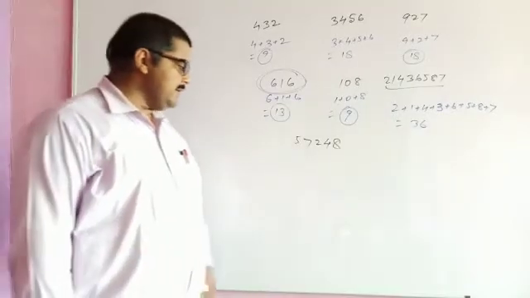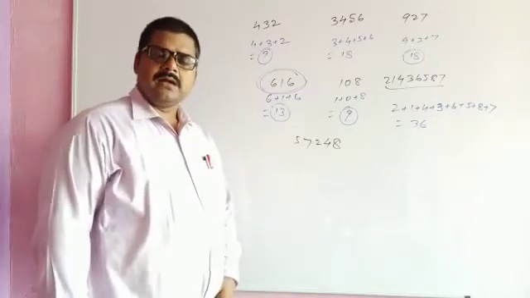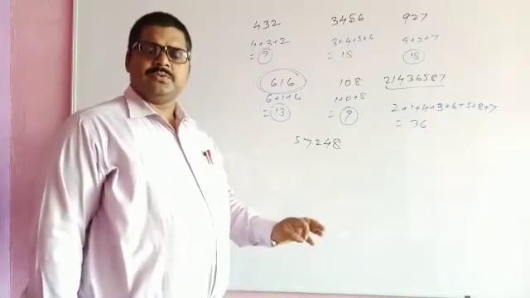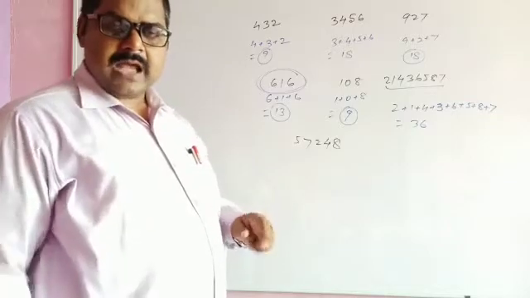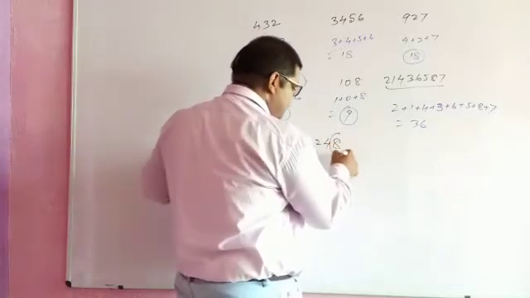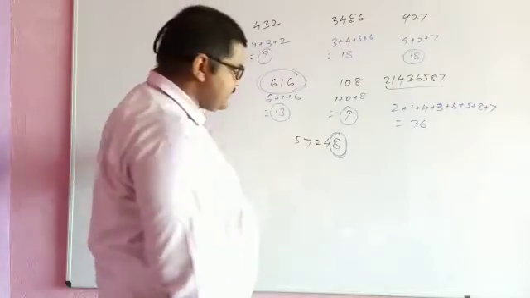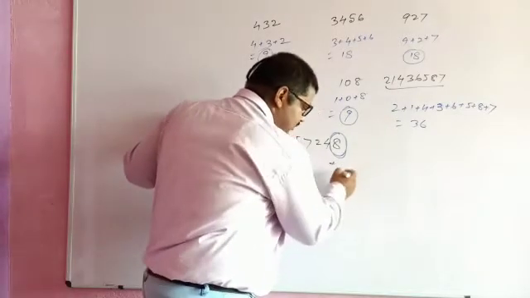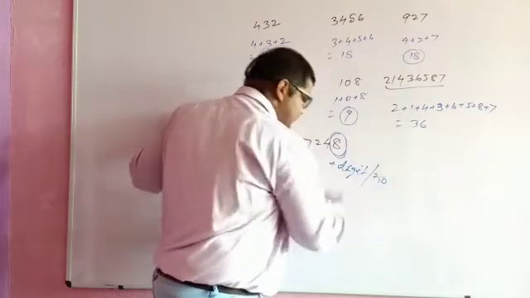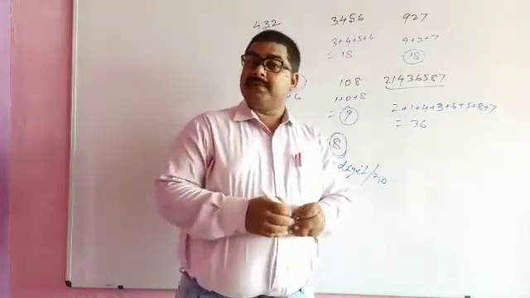In the next question, you can see that 57,248 has been given, and it asks what number should be added to its unit place. At first, you have to check which digit is placed at the unit place. Actually, 8 is placed at its unit place. What number or digit should be added to 8 to make it exactly divisible by 5?